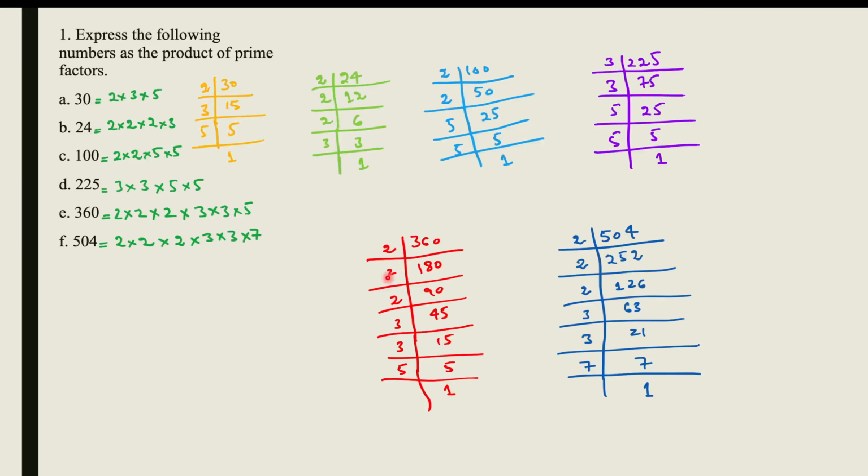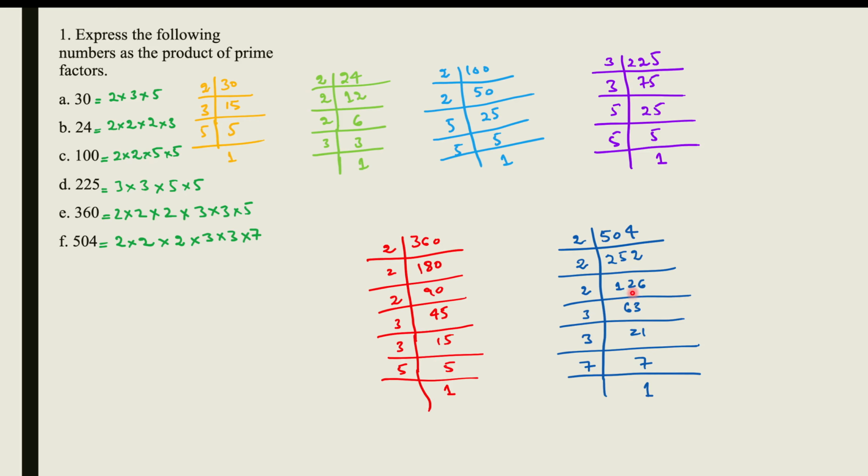So 2 multiplied by 90 is equal to 180. 2 multiplied by 45 is equal to 90. Now this 45 cannot be further divisible by 2, so we switch to the next prime number, which is 3. 3 multiplied by 15 is equal to 45. Then 3 multiplied by 5 is equal to 15. Then this 5 cannot be divided by 3 completely, therefore we move to the next prime number, which is 5. So 5 multiplied by 1 is equal to 5.